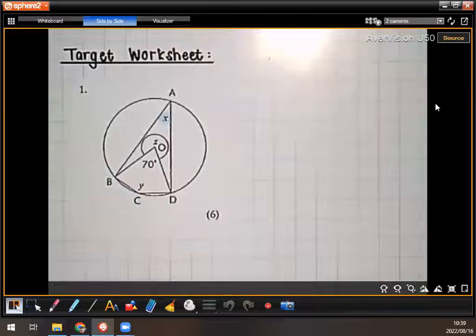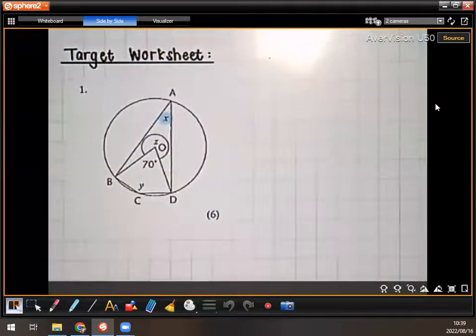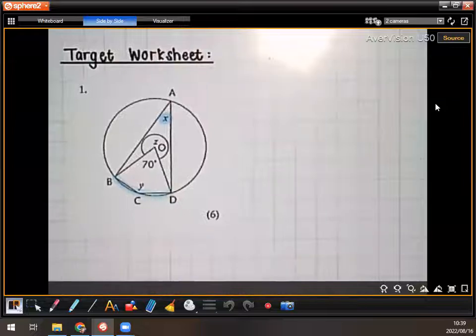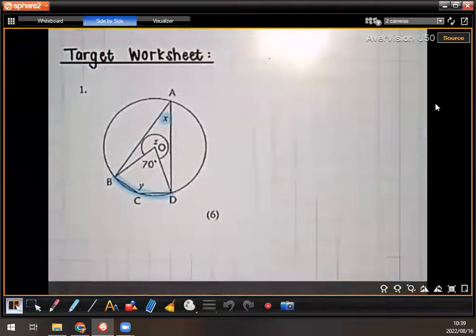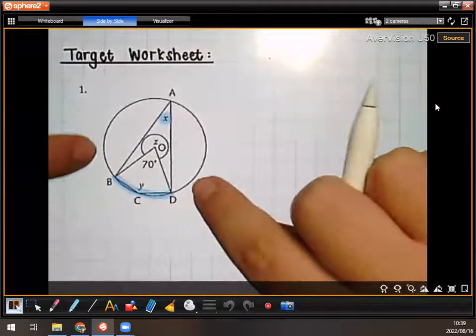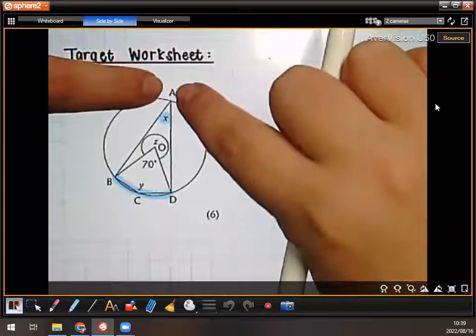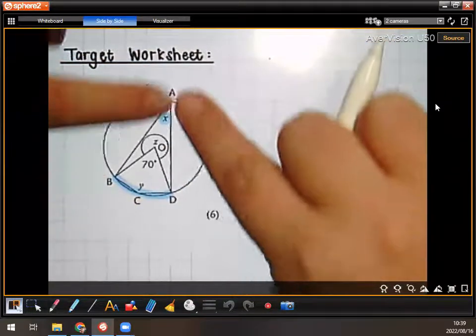Now, the first thing that you need to identify is what chord or arc subtends this angle X. That's the first thing that you're going to look for. And if we are looking at arc BCD, do we agree that arc BCD is subtending angle X? Because we have two lines, you're going to look at the two lines that are forming that angle, and then you can work backwards to actually get the arc that is subtending that angle.